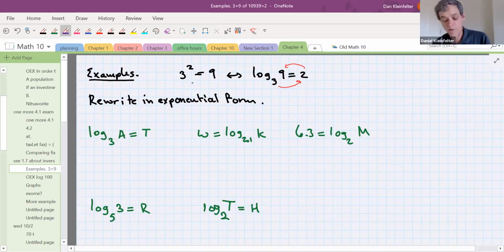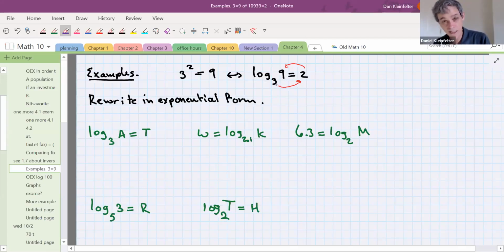So thinking it through, let's try this with something really nice and familiar like 3 squared equaling 9. I know that 3 squared is equal to 9. And so 2 is the answer to the question, what power do you raise 3 to get 9? So the base 3 logarithm of 9 is 2. So you can kind of pattern match to do this.